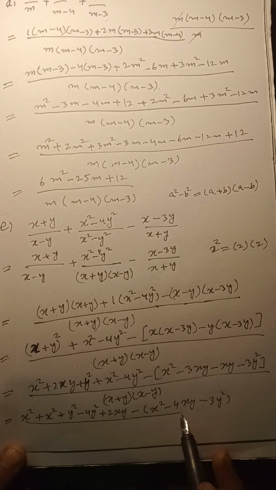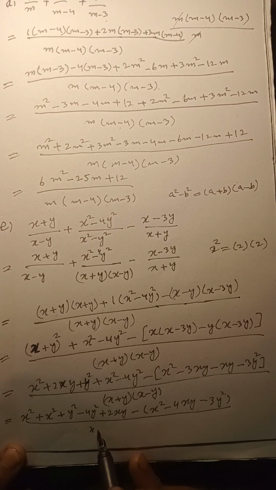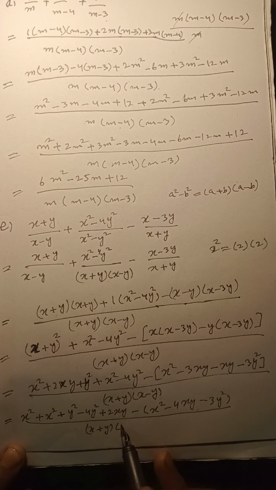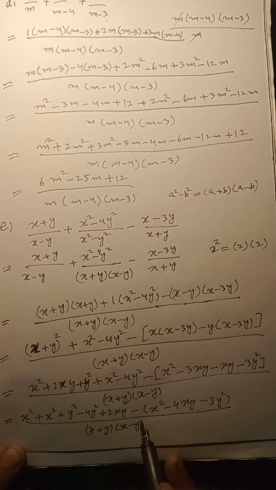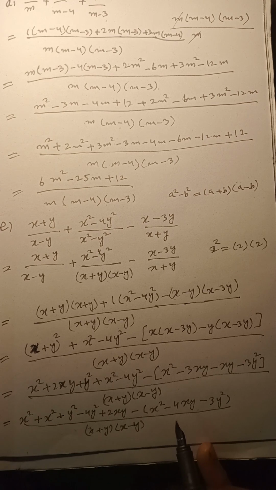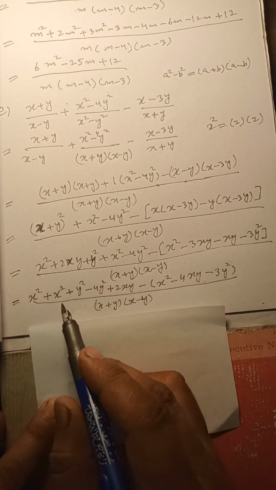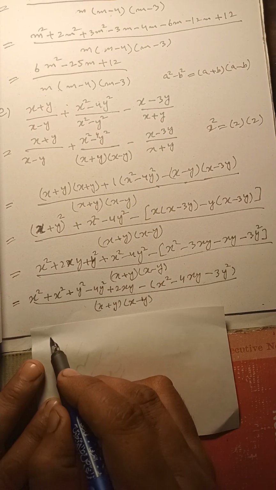in the denominator you will write the same, x plus y, this one, and x minus y, next term. And here we have another step. See here, 1x and 1x makes 2x.